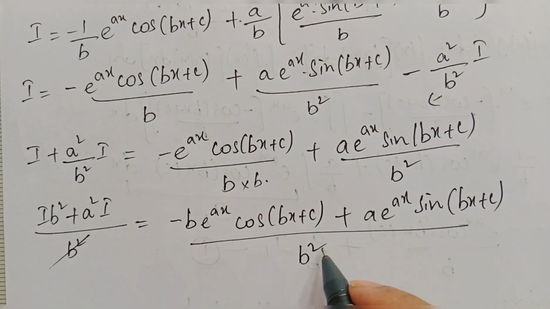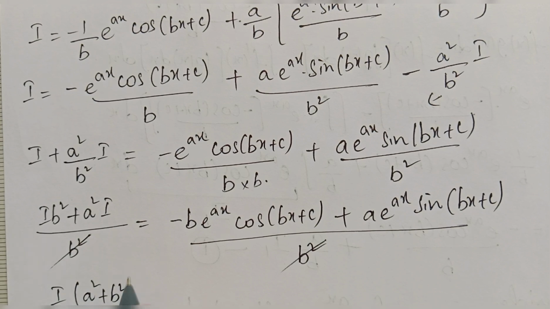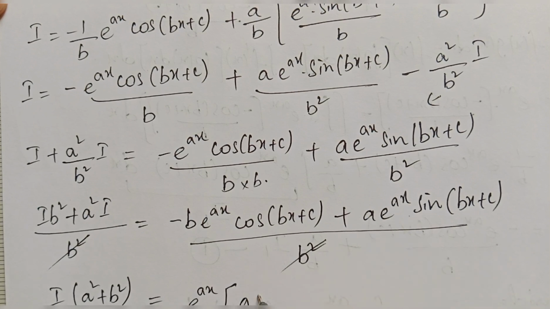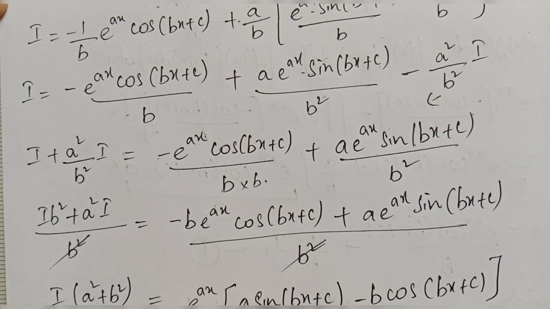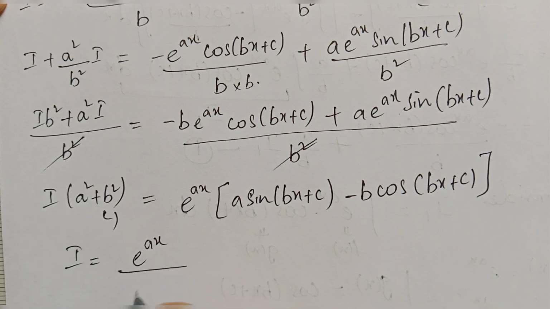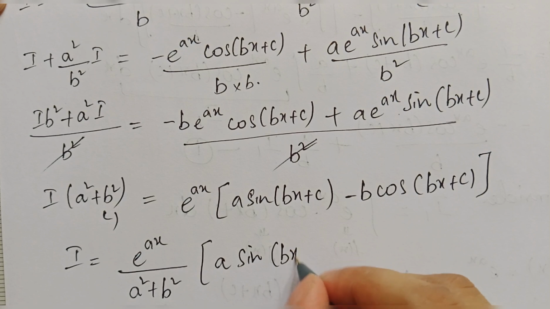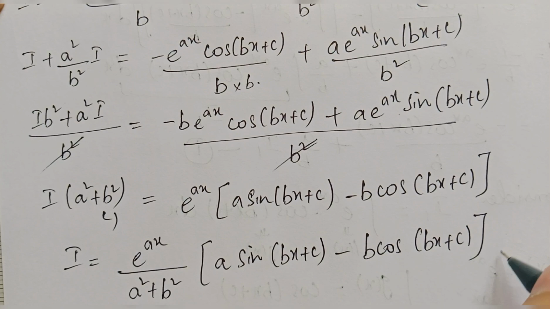So on both sides, b squared gets cancelled out. Taking I common, it is (a squared plus b squared) I is equal to, here we can take e^(ax) common, writing the positive term first, so it is a into sin(bx + c) and the negative term minus b into cos(bx + c). Bringing this term to the other side, I is equal to e^(ax) by (a squared plus b squared) into (a sin(bx + c) minus b cos(bx + c)), which is our answer.